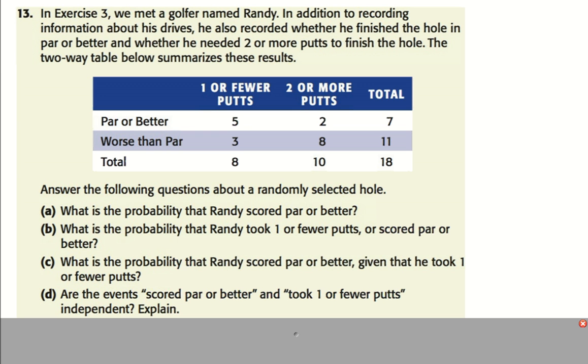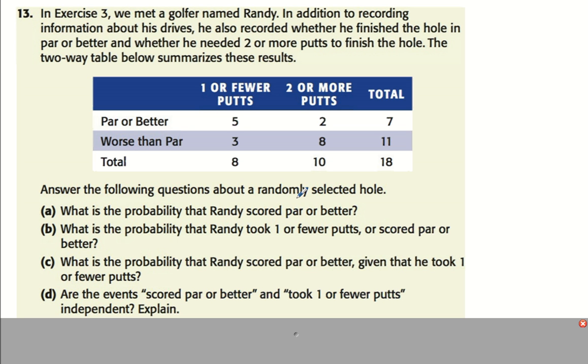Let's look at another one together. Back to our golfer Randy. Now we're looking at his short game, his putting. The first question: what's the probability that he scored par or better? Par is sort of what is expected for a particular hole. You might hear of a par 4. That means you're expected to get it into the hole in 4 shots.